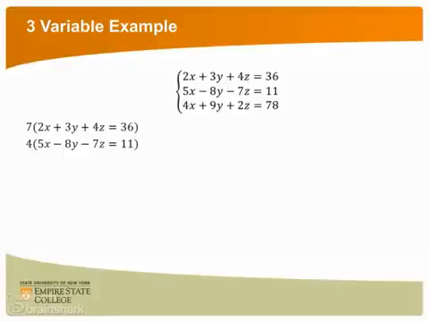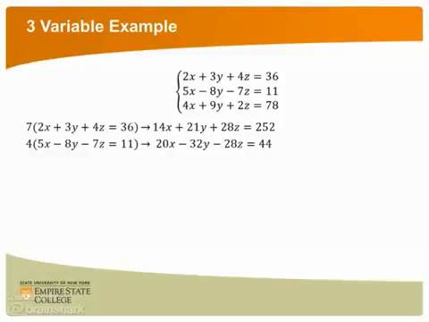As before, we crisscross, so the 7 goes in front of the top equation, and the 4 goes in front of the other equation. Multiplying all the way through, we get 14x plus 21y plus 28z equals 252, and 20x minus 32y minus 28z equals 44. Adding straight down, the z terms cancel, and we are left with 34x minus 11y equals 296.